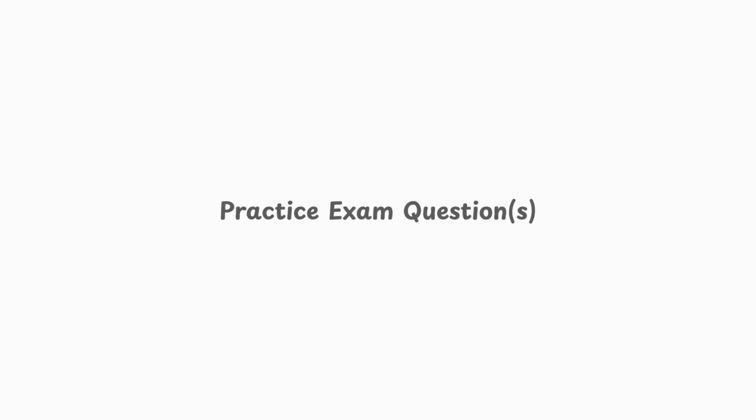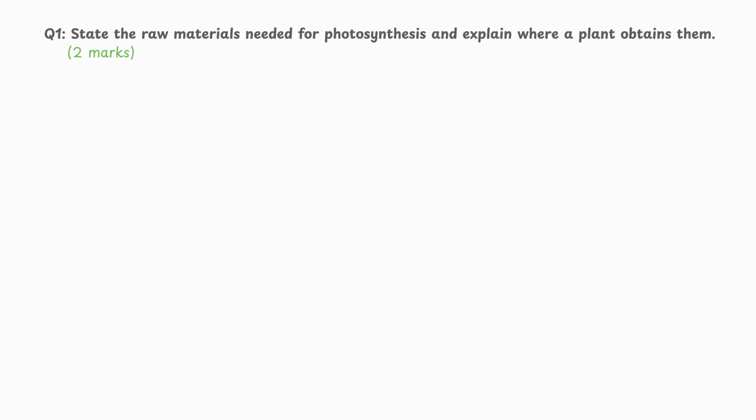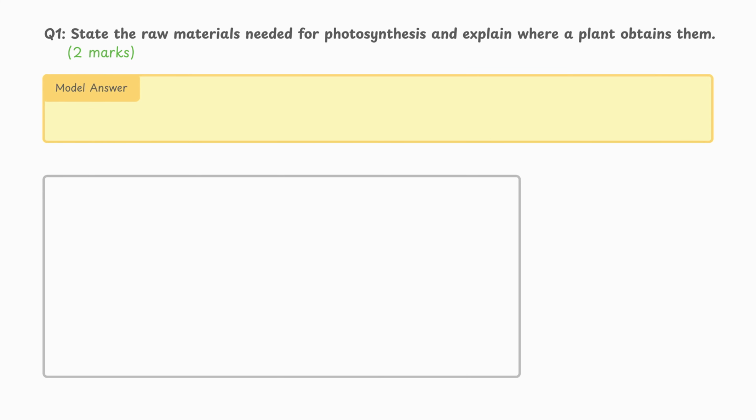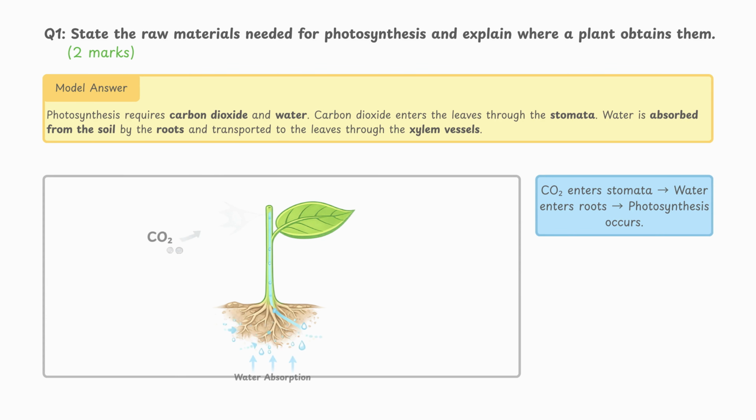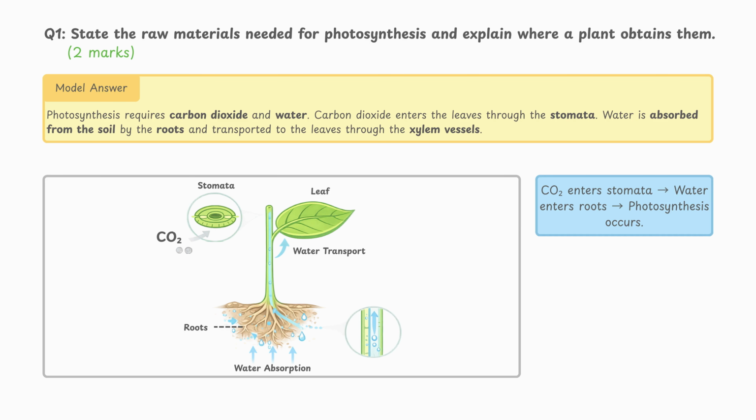Now let's work through some exam-style questions. You can pause the video and try it yourself. Question number 1. State the raw materials needed for photosynthesis and explain where a plant obtains them. Photosynthesis requires carbon dioxide and water. Carbon dioxide enters the leaves through the stomata. Water is absorbed from the soil by the roots and transported to the leaves through the xylem vessels.